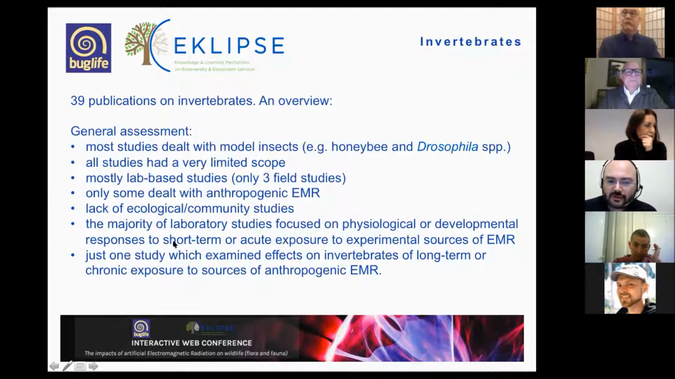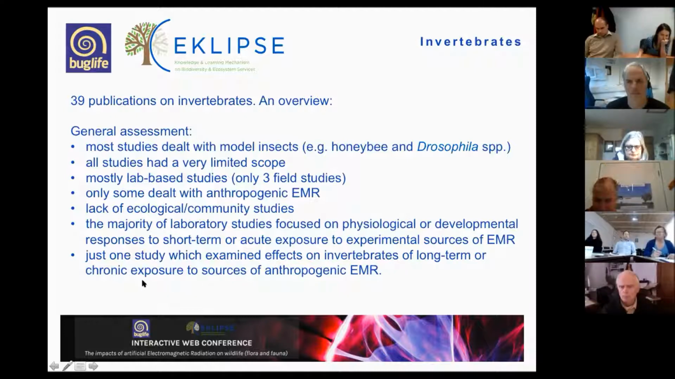And most of those studies are purely short-term acute exposure studies. So basically the insects, or the invertebrates, were subjected to a very short exposure to EMR, and then the effects were measured afterwards. It was just one study which examined long-term effects on invertebrates, and this study was also a field-based study. I myself was actually a co-author of this study. I will tell you a little bit more in a little bit.